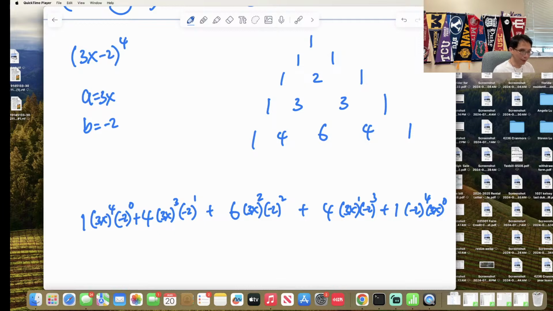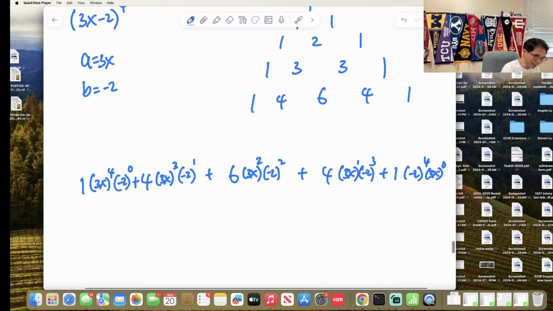But anything to the 0 power is 1. So I can actually simplify this. So -2 to the 0 power is 1. So therefore it's going to be 81x to the fourth. Does that make sense? Because 3 to the fourth power, x to the fourth power. Plus, now actually this one's going to be minus because -2 to the first power is going to give you a negative sign. The sign usually alternates between positive and negative. So that's going to give you a negative sign.